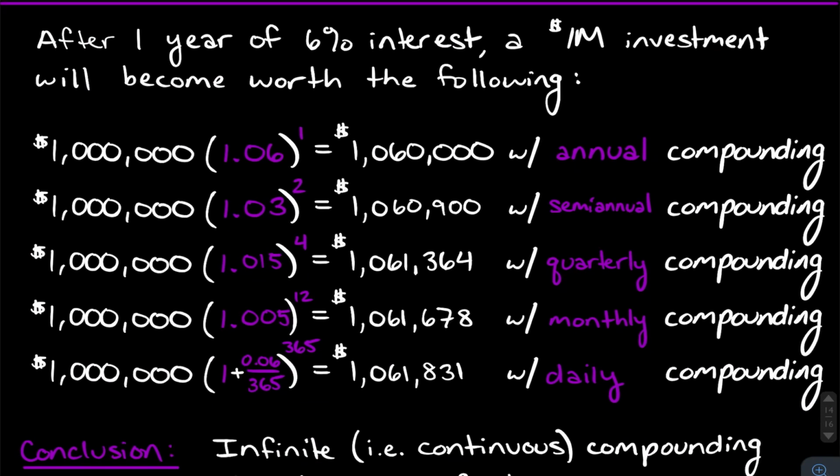Here it is. After 1 year of 6% interest, a $1 million investment will become worth the following, right? If we only compound once per year, right? That means that once per year, right, we're taking all the money that we make from that investment, okay? And we do that, and we will have $1,060,000 after 1 year.